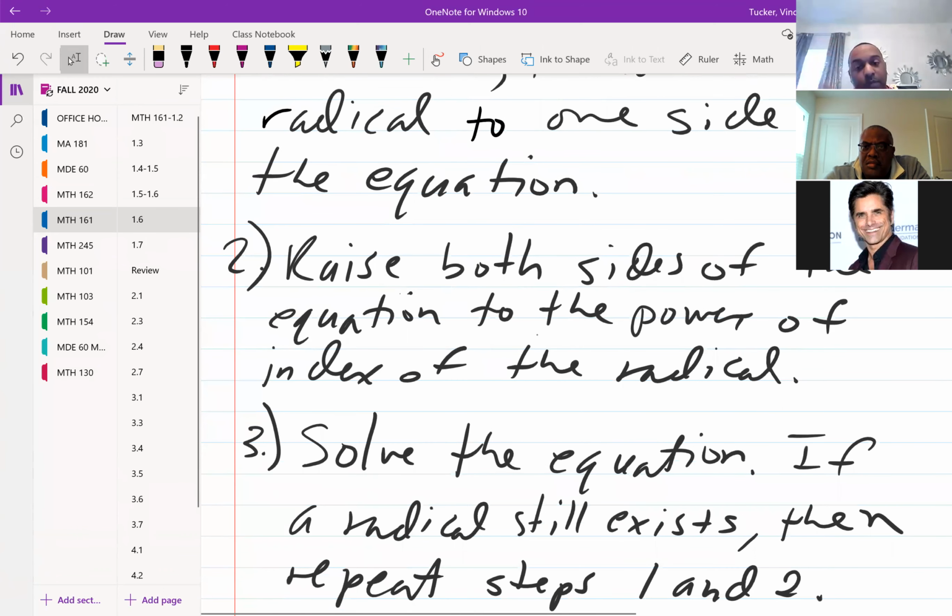So step 3, solve the equation. And if a radical still exists, then we're going to repeat steps 1 and 2. So that's going to be key. If you have another radical still a part of your equation, you go back to steps 1 and 2 to get rid of that radical.